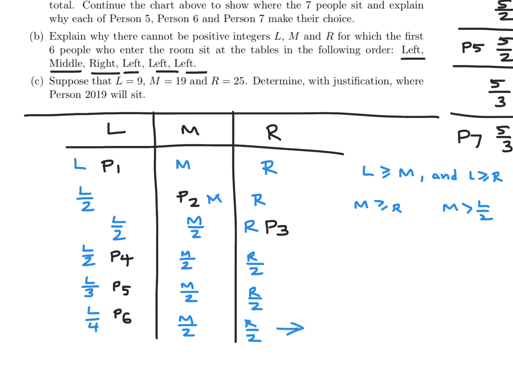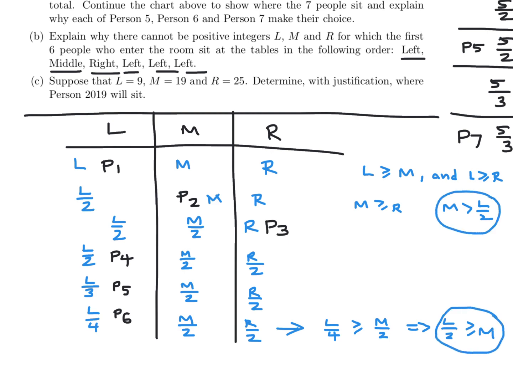Now, if you look at that row, that means that L over 4 had to have been greater than or equal to M over 2, which basically means that L over 2 is greater than or equal to M. But that contradicts this right here. These two contradict each other. Contradiction. So because there's a contradiction, that pretty much shows that that whole arrangement is not possible. Cannot be placed in that way.